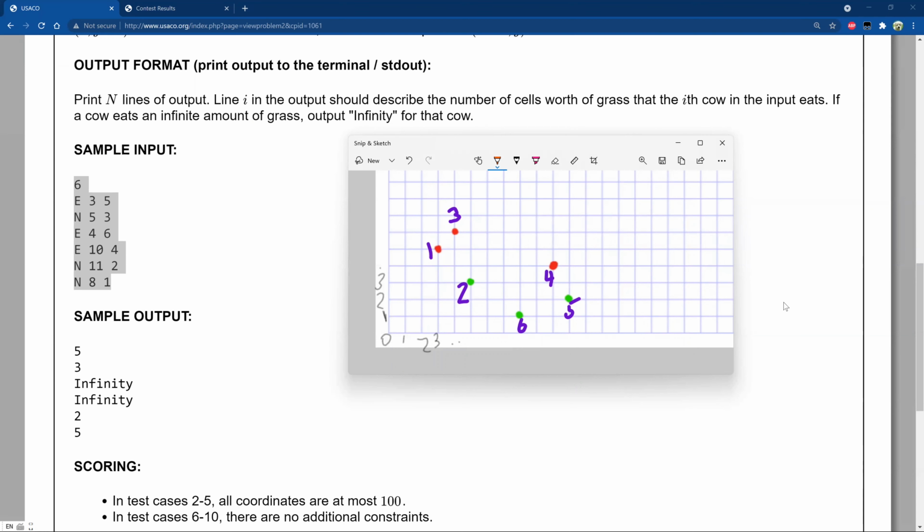Let's see, right? The first cow is eastward, so I labeled it with a 1, and it's at 3,5. The second cow is northward at 5,3. The third cow is eastward at 4,6. The fourth cow is eastward at 10,4. The fifth cow is northward at 11,2. And the last cow is northward at 8,1. So I think I have them all correct.